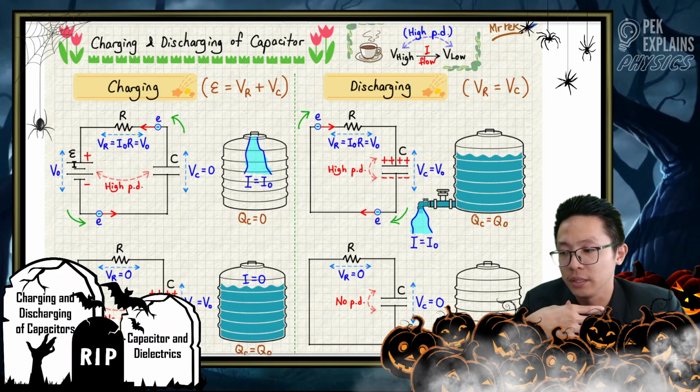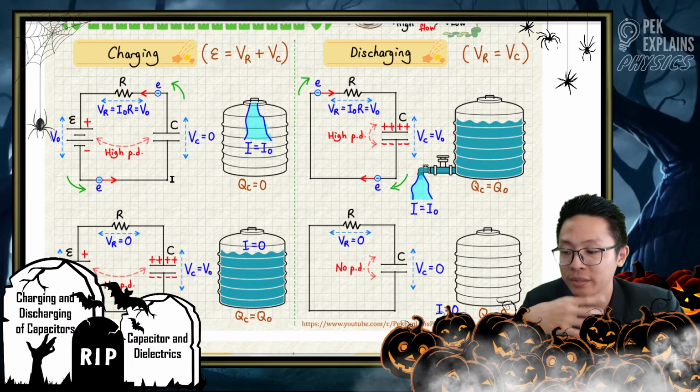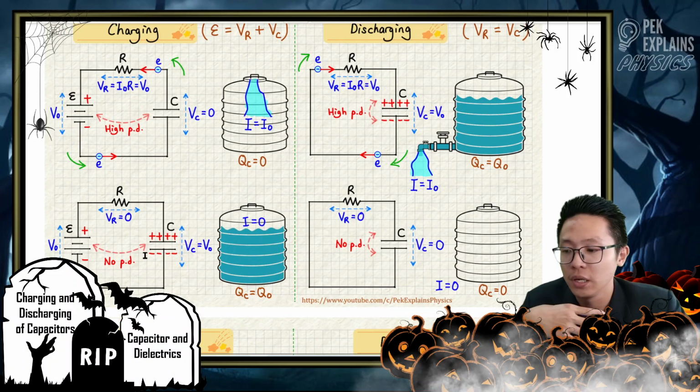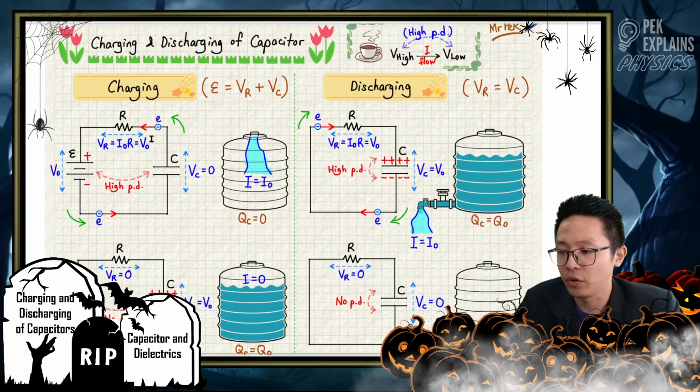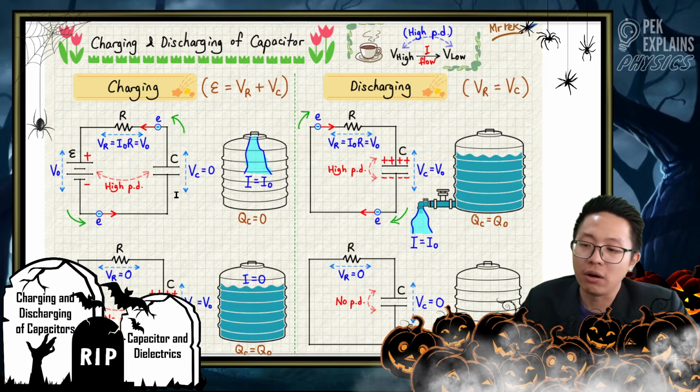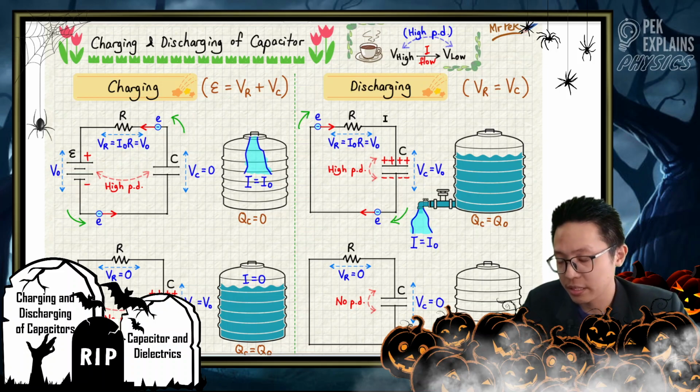The positive plate attracts electrons from the upper plate and then deposits the electrons at the lower plate of the capacitor. So that's why the upper plate becomes positive and the lower plate becomes negative. The electron flow for the charging process is anti-clockwise. Okay? Anti-clockwise. Now, let's look at the discharging process.